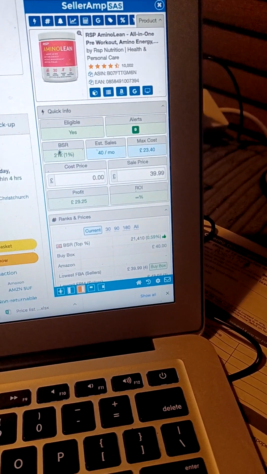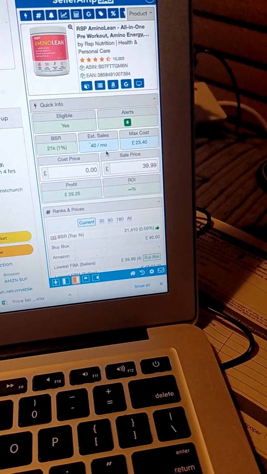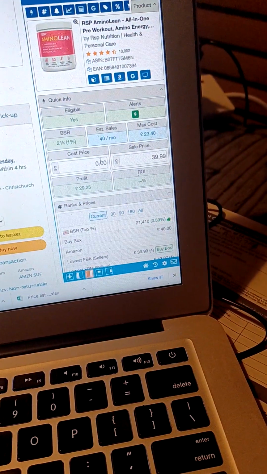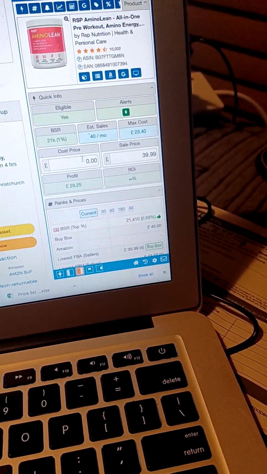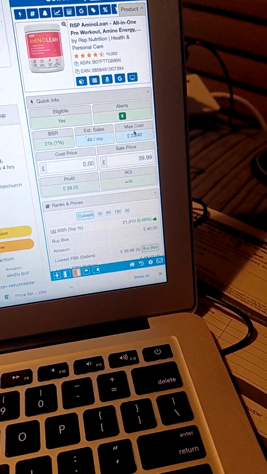BSR 1%, doesn't get any higher than that. Estimated sales 40 a month. Well, we'll see what the profit's worth and all the rest of it. And these are kind of auto-generated. If you change one figure, it will change the other two.